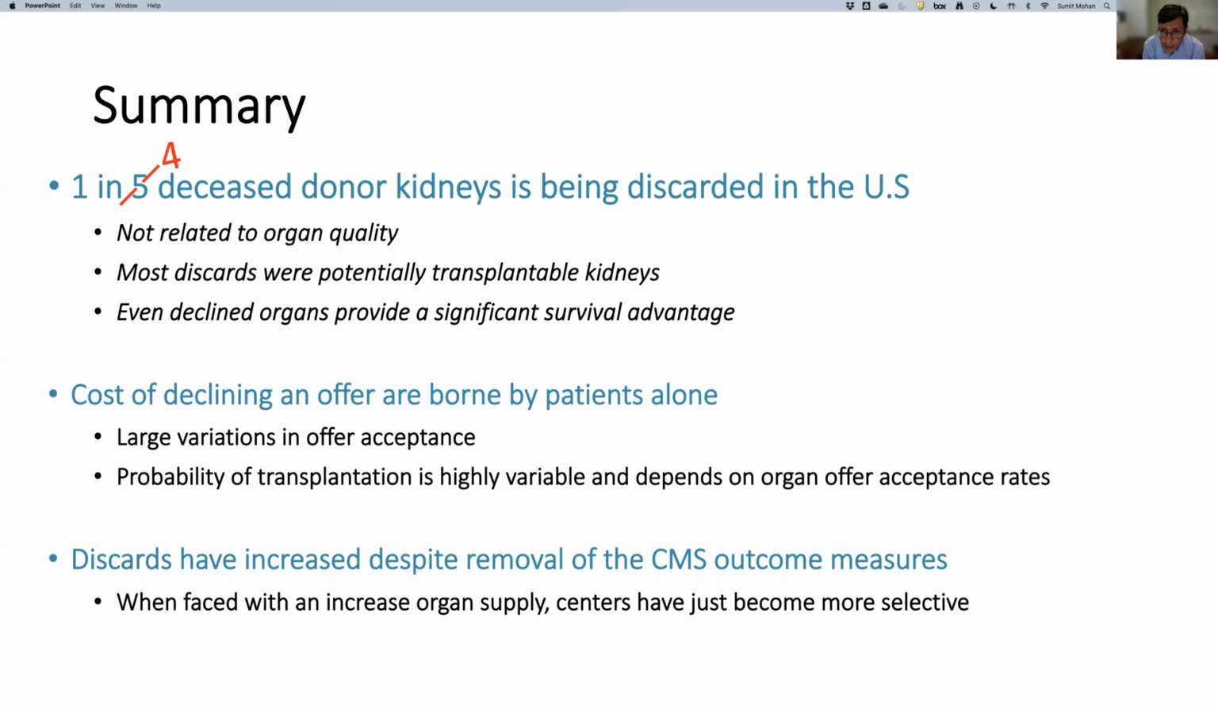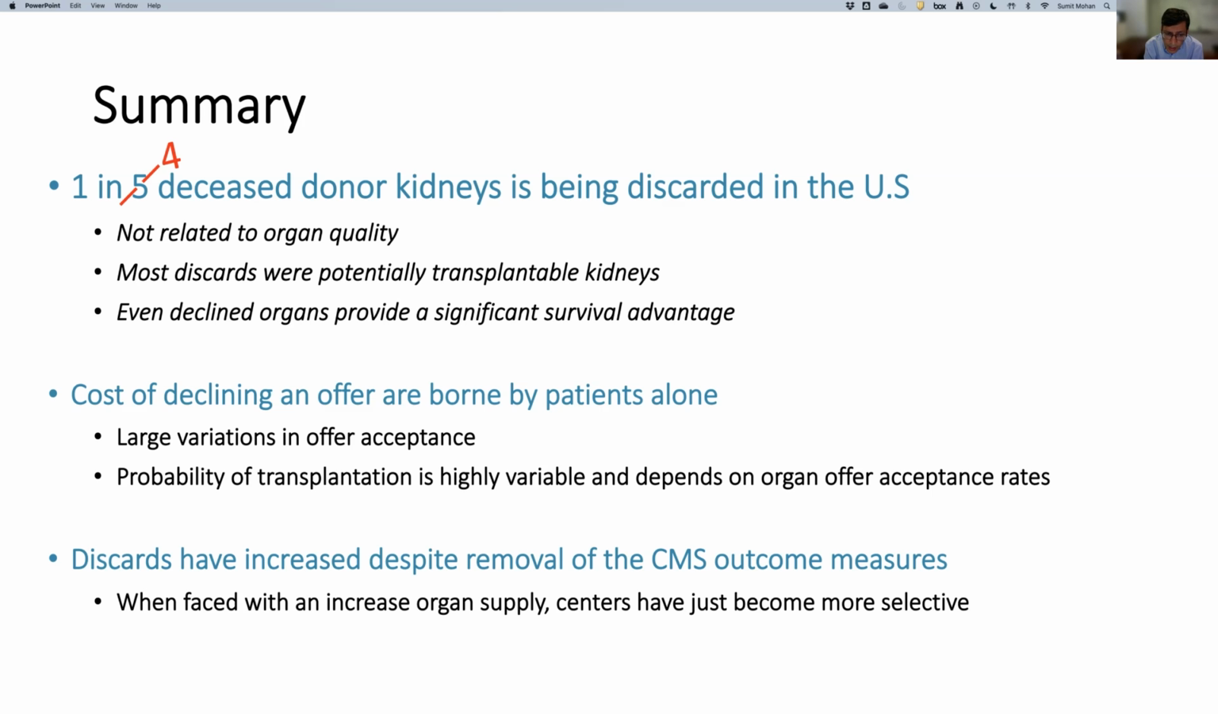So I'll stop there, and I'm happy to take questions, but in summary, 1 in 4 deceased donor kidneys is being discarded in the US, and hopefully I've convinced you today that it's not related to organ quality, that many of these kidneys are potentially transplantable kidneys, and that even declined organs provide a significant survival advantage to the patients who never got them. And the cost of declining organ offers are borne almost exclusively by patients, resulting in a large variation in organ offer acceptance. There's enormous variability in transplantation that should be unacceptable to all of us.